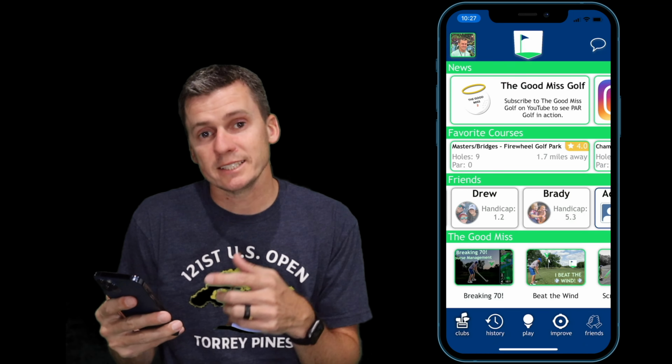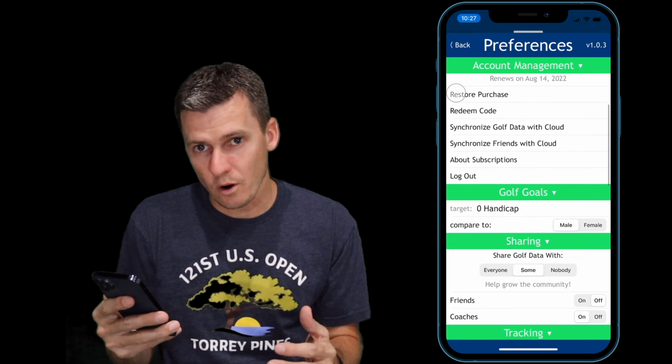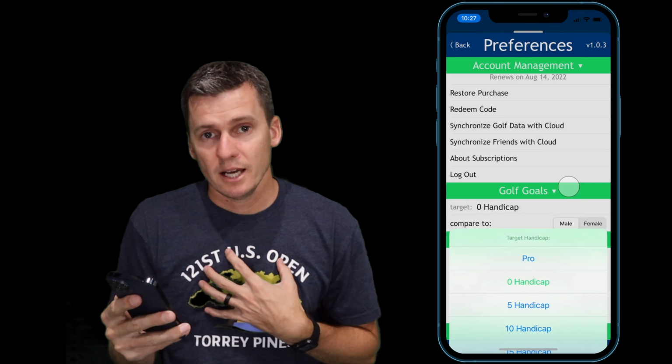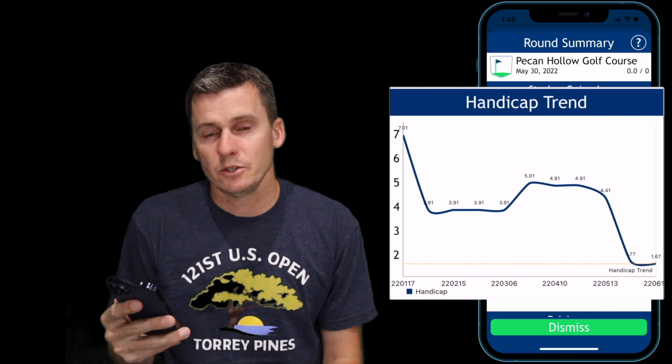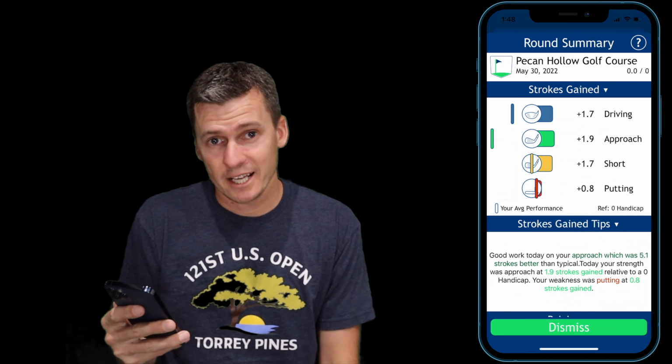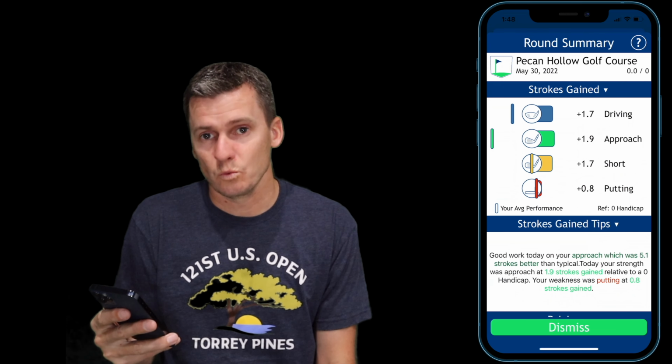against a scratch handicap. Now that handicap reference is configurable in par golf, so wherever you are in your golf journey, you can set it to try to march towards that next goal. But for me, I'm playing somewhere between a 1 and a 2 handicap, so I'm trying to get to scratch. And to gain strokes in all 4 categories against a scratch handicap, that's really solid golf.